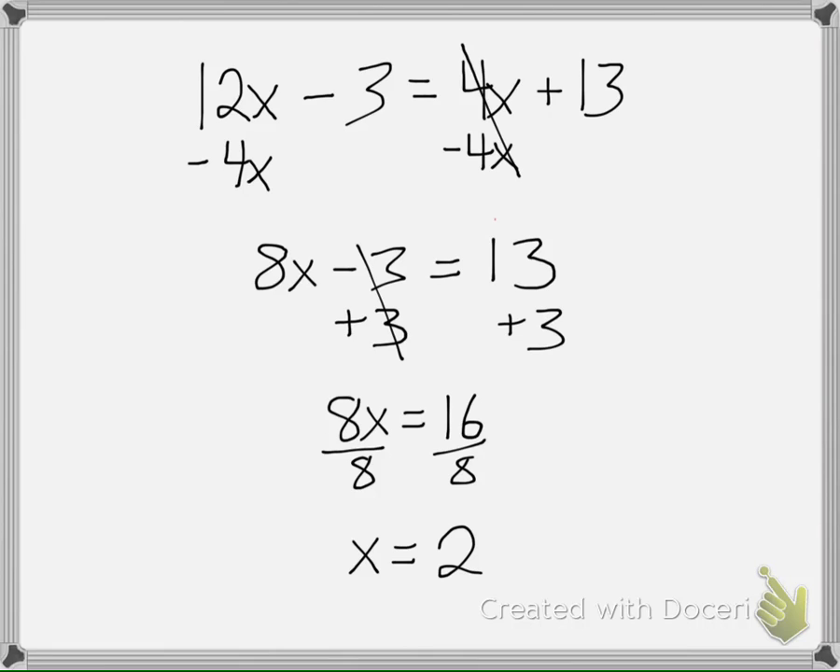Now, one thing I want you to get in the habit of doing as we're moving into the more difficult equations is I want you to check your answer. So to check your answer, all you need to do is take your original equation, 12x minus 3 equals 4x plus 13, and replace x with 2. And make sure that it actually works. So let's do that. So I'm going to do the check here.